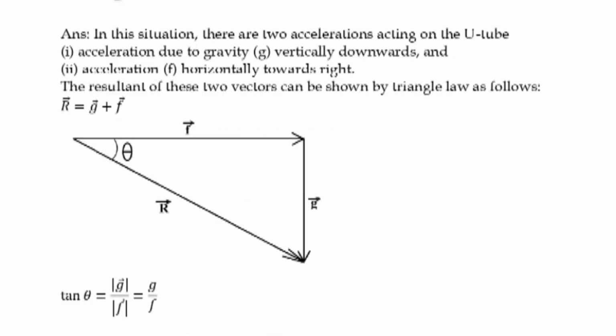Now in this situation, there are two accelerations acting on the U-tube. One is the acceleration due to gravity acting vertically downwards. Another is the applied acceleration f acting in the horizontal direction towards the right. If we draw a triangle by using the f vector and the g vector, the resultant will be shown by the vector R, and let the angle between the resultant vector R and f be theta. Then we can define tan theta as the height divided by the base, which is the magnitude of vector g divided by the magnitude of vector f. So tan theta will be g by f.